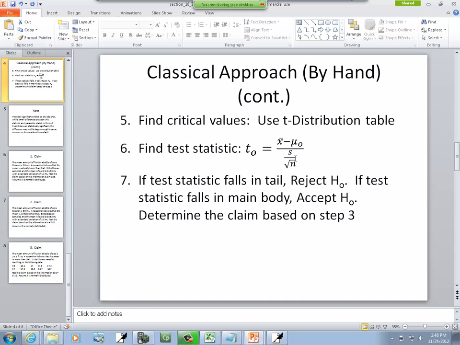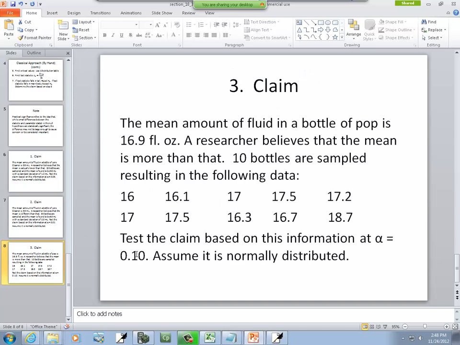Up here we need X bar and S. We're not given that. We're given raw data. So first, before we do anything, let's go ahead and find X bar and S.